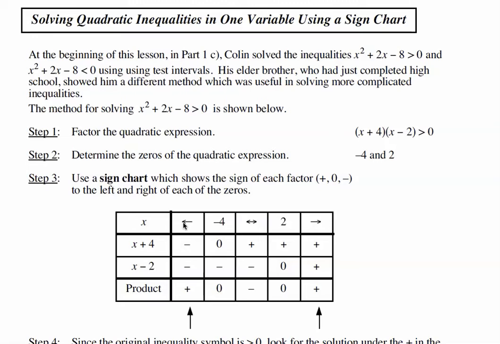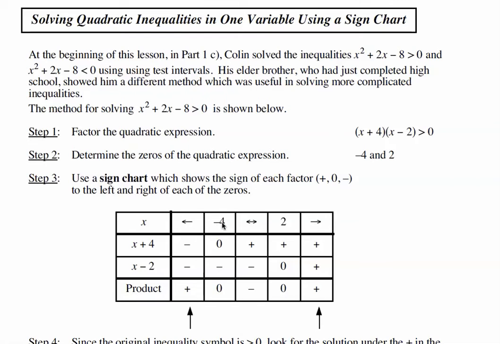And then we're going to determine the sign of each of these when x is less than negative 4. Well, when x is less than negative 4, x plus 4 is still going to be negative. Likewise, x minus 2, if x is less than negative 4, is going to be negative. So our product, we're going to say, is positive.